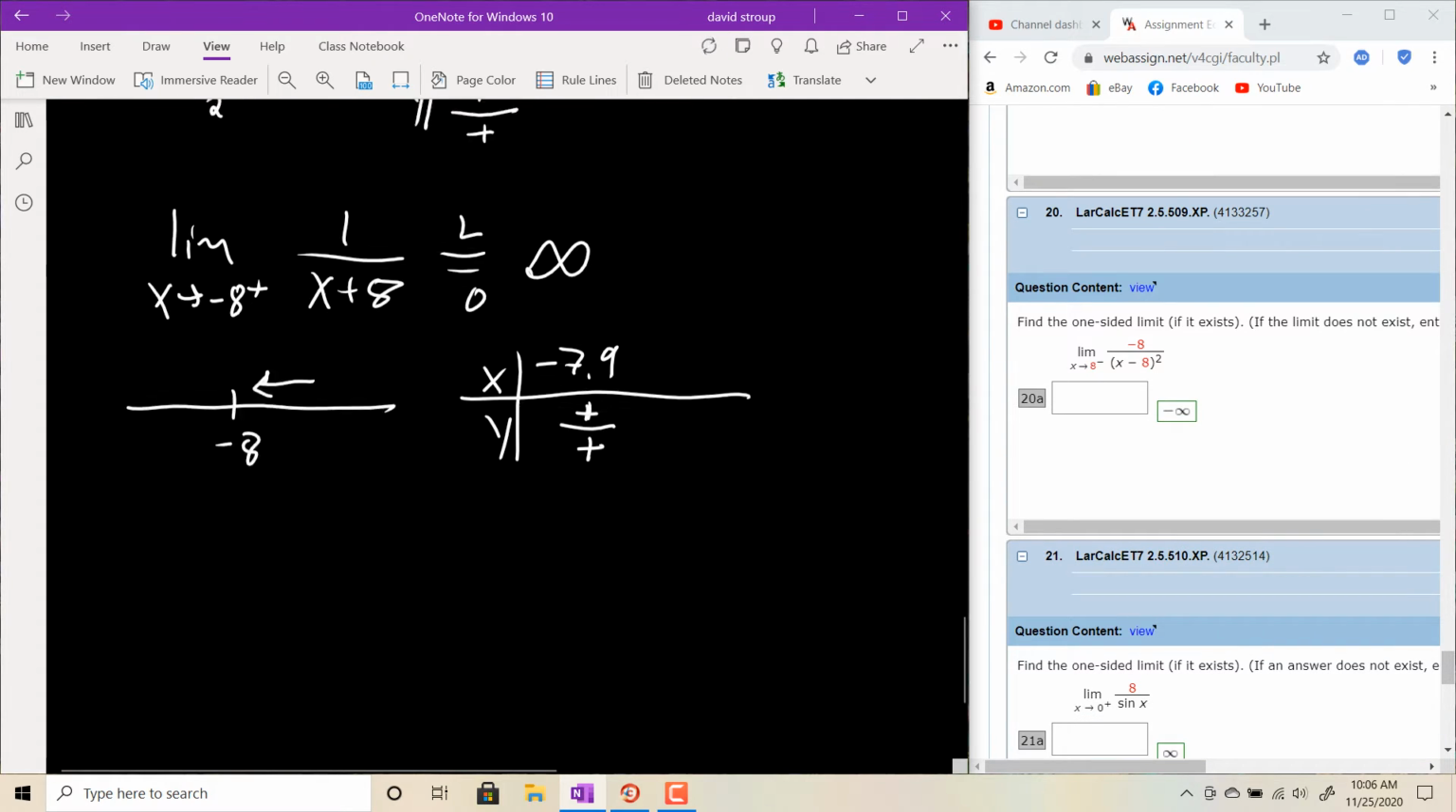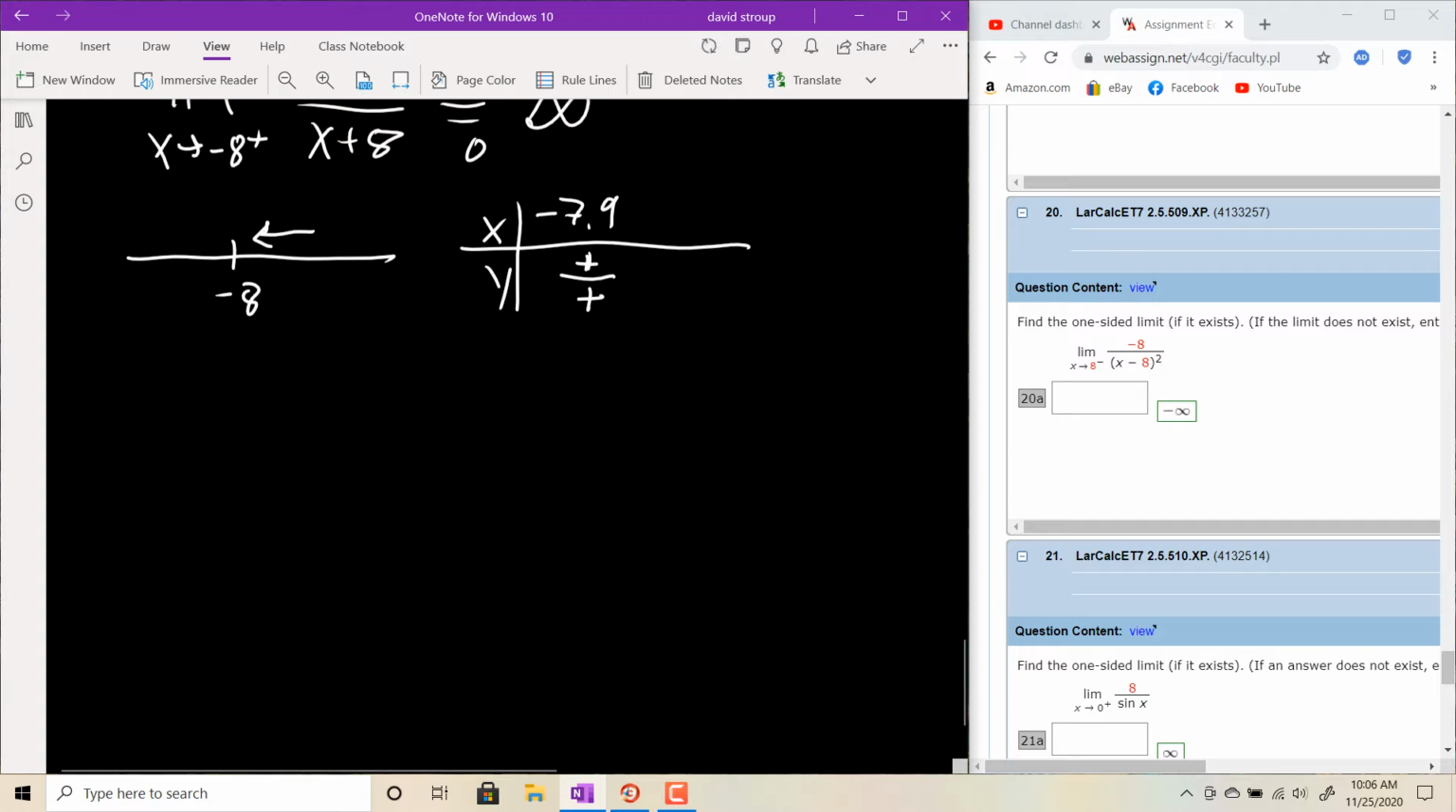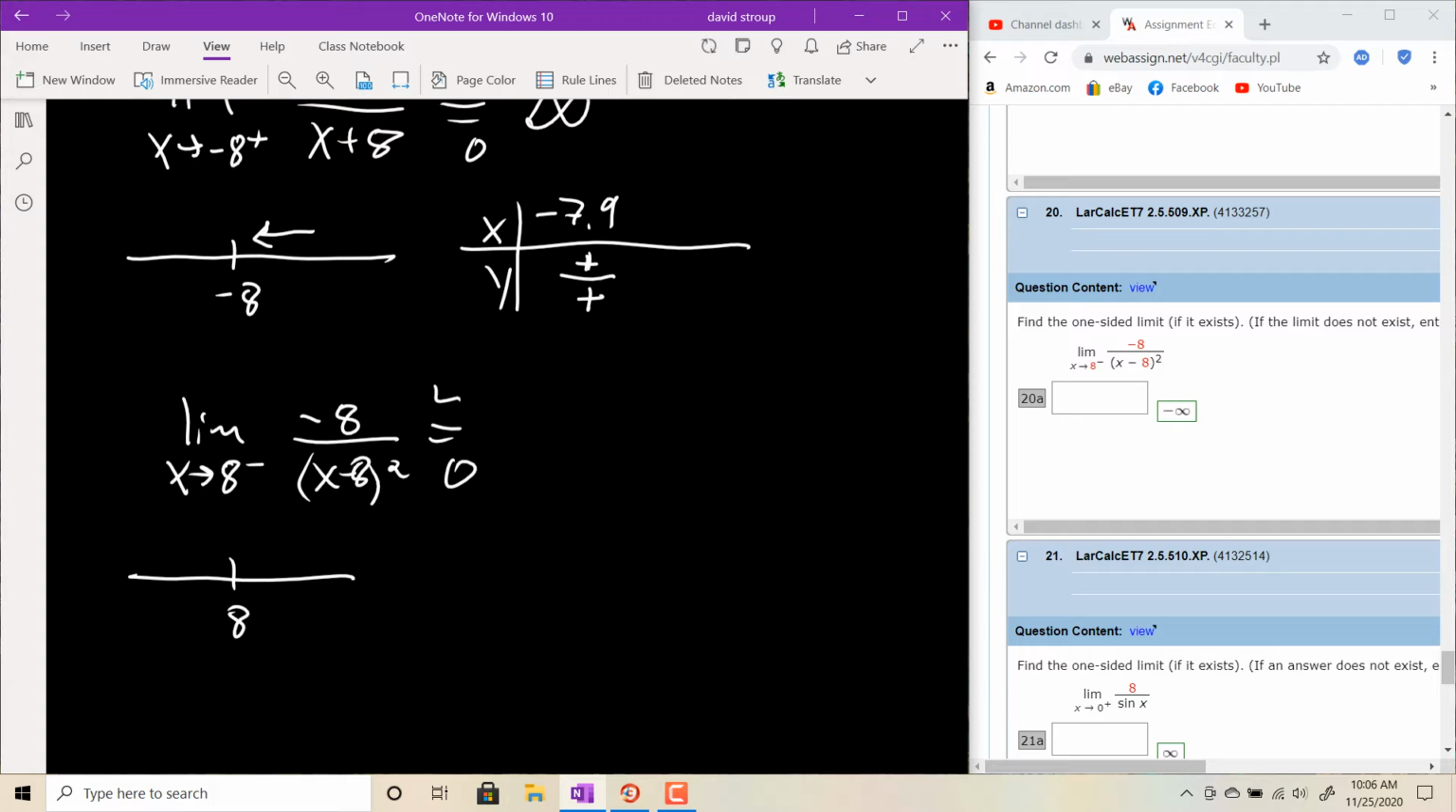Okay. Let's look at that number 20 in WebAssign here. The limit as x goes to 8 from the left of negative 8 all over x minus 8 squared. Again, that's L over 0. And we're coming in to 8 from the negative side this time. So test value would be something like 7.9. If the numerator is negative, the denominator will always be positive because it's squared. So your answer is going to be negative over positive, which is negative. So you end up with negative infinity.